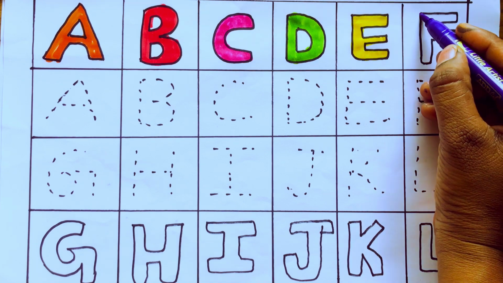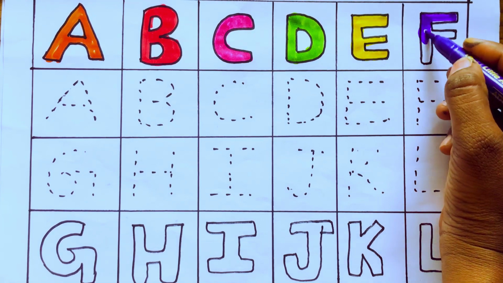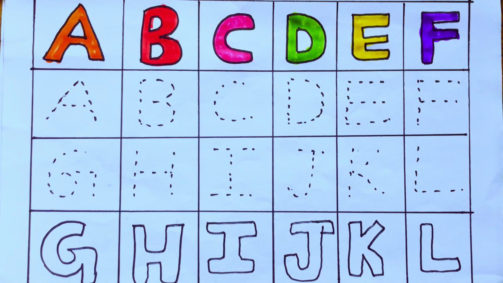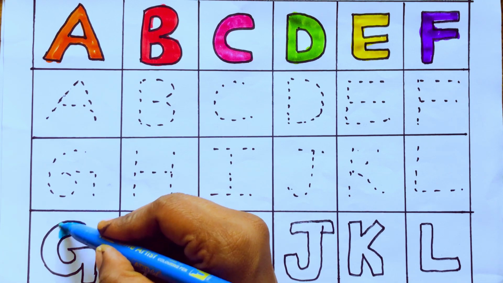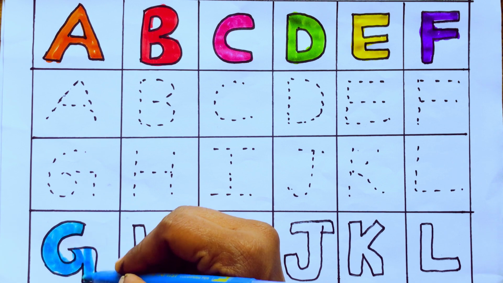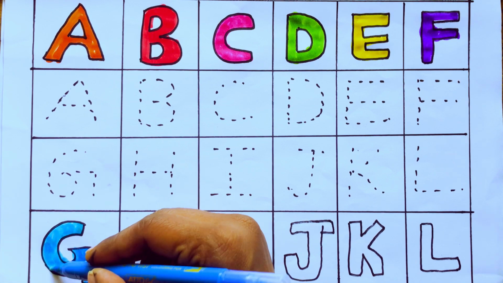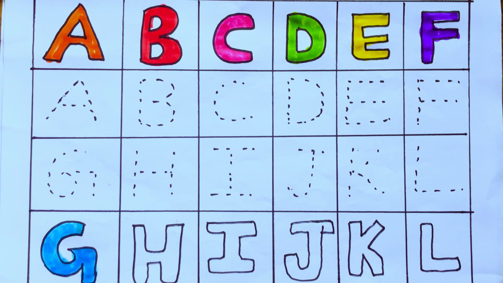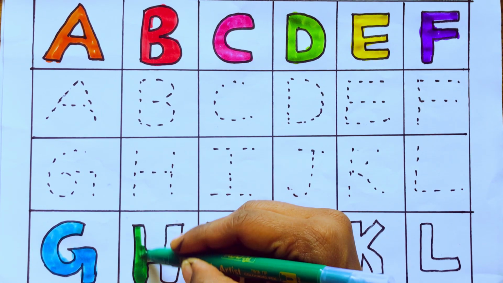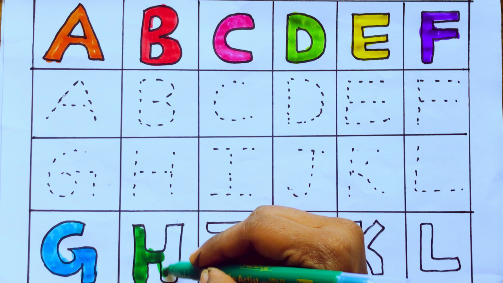Purple color F. F for fish and F for flag. Sky blue color G. G for goat and G for gun. Green color H. H for hat and H for hen.